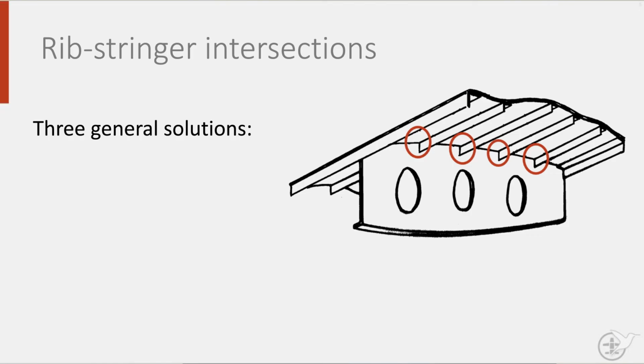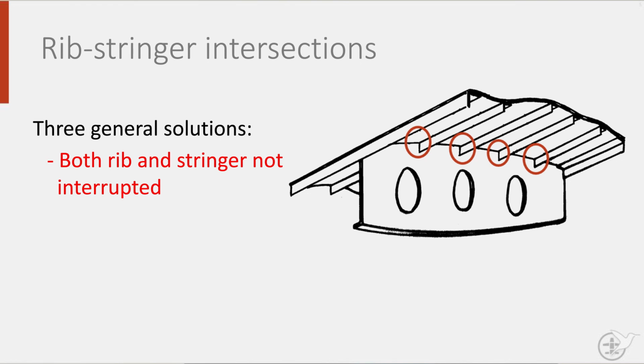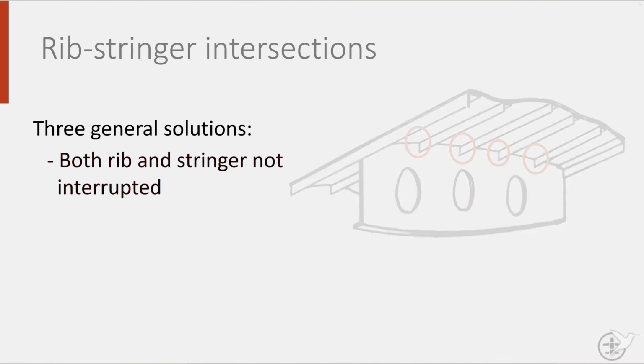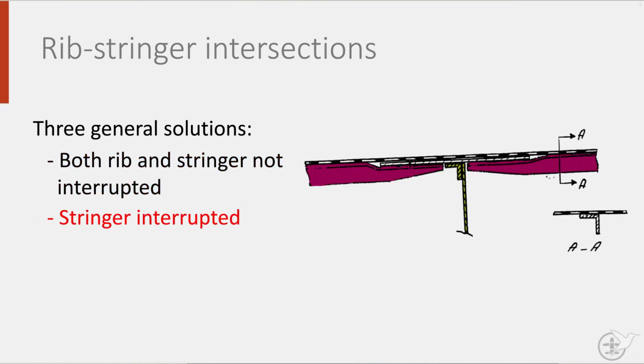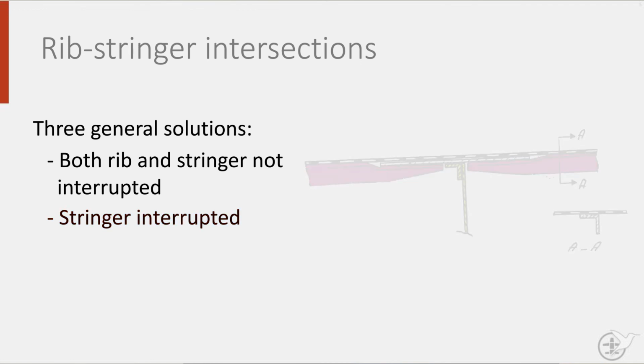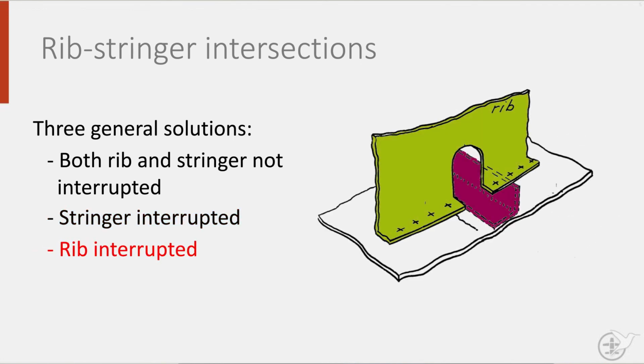As with fuselages, wing skin panels are also stiffened using stringers. As a result, rib-stringer intersections are unavoidable. One of three options is possible. First, interrupt neither, as shown here. Secondly, the stringer is interrupted. And finally, the rib can be interrupted. The selection of what is most appropriate depends on the loads locally and its manufacturability. Plenty to think about, therefore.